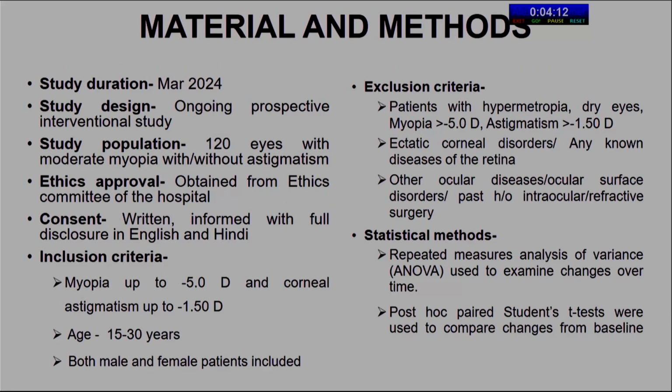This study was started in March 2024 in a tertiary eye care hospital. It is an ongoing prospective interventional study. We recruited 120 participants, both male and female, in which myopia was up to -5 diopters with or without -1.5 diopters of astigmatism. Age range was between 15 to 30 years. These were the exclusion criteria, and we used analysis of variance and student t-test for statistical analysis.